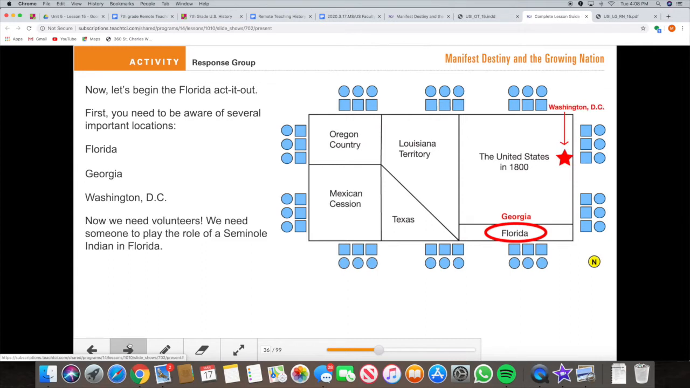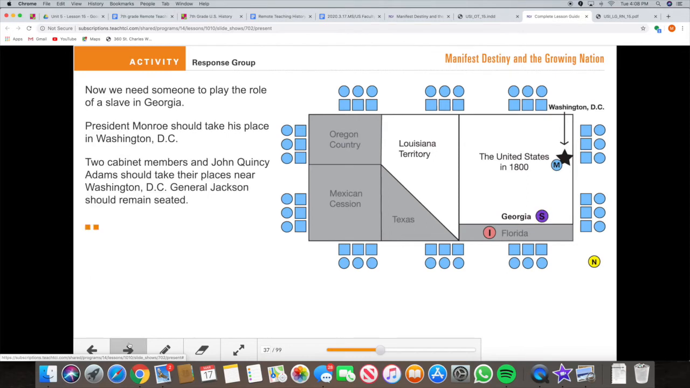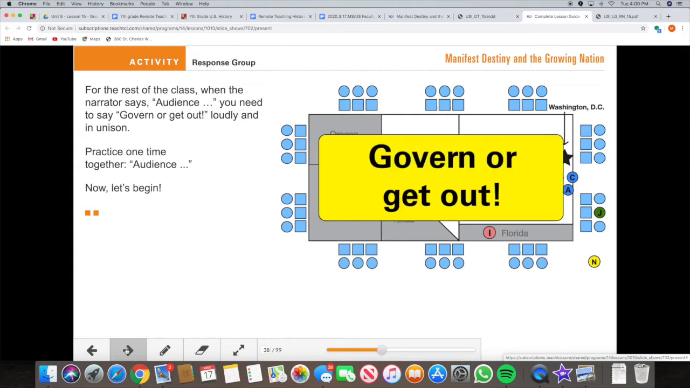Okay, we don't need volunteers as we can't actually act this out. But let's follow along just like last time. Okay, so for the rest of the class, when the narrator says audience, you need to say govern or get out. Well, if you don't feel funny, go ahead and yell at your computer. I won't hear you, nor will I judge you. Okay, practice one time together. Audience, govern or get out of here. All right, I can imagine us saying that out loud in class. I'm not sure if you guys will do that in front of your computer. We'll see. Okay, now let's begin.